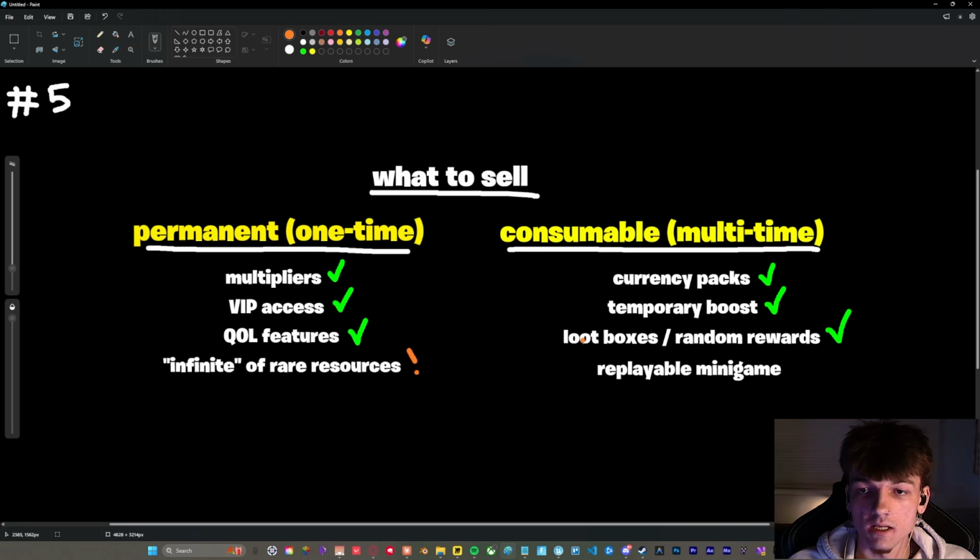The honorable mention in the consumable category would be a replayable mini game. So let's say you have a parkour that gives people a crazy amount of a resource or a temporary boost or something like that. Some kind of interactive mini game, you could sell an entry fee of like 50 V-Bucks every time you want to play this mini game. Or it doesn't have to be parkour, it could be really any kind of mini game, but that's just the example that came to mind.